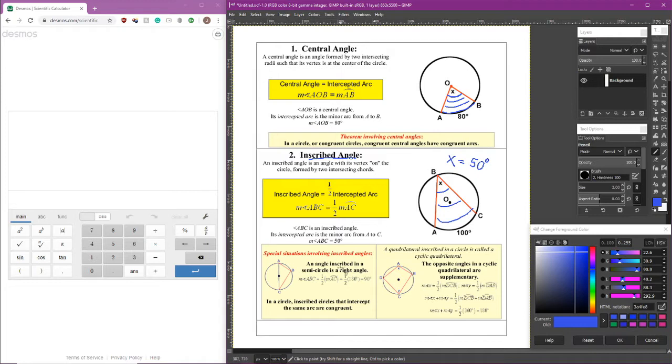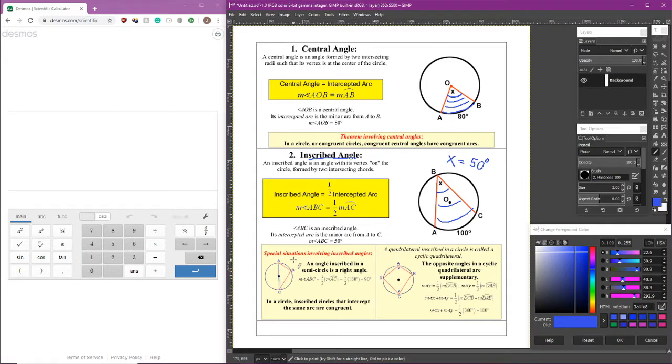Okay, looking down here. Special situations involving inscribed angles. An angle inscribed in a semicircle is always a right angle. So here's a semicircle. It's going straight through as a diameter, and its endpoints are on either end of that diameter. It will be a right angle every single time. It doesn't matter where they measured it from.